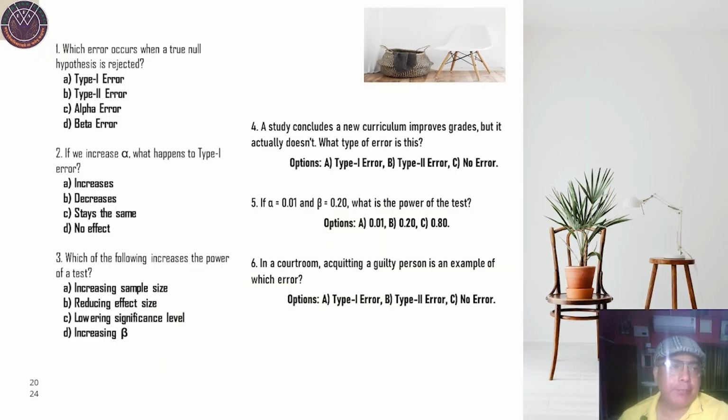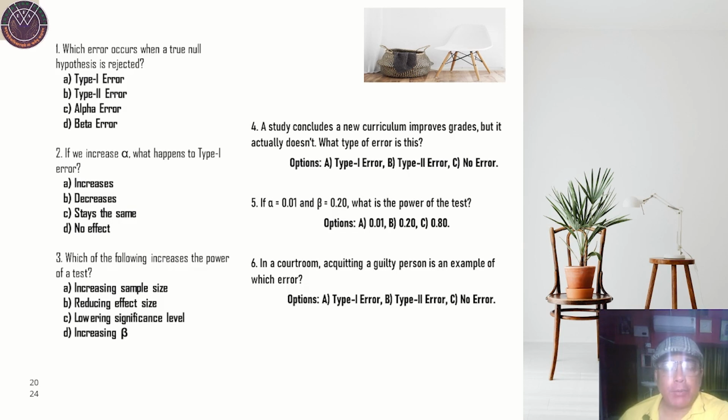Now at the end, let us look at these questions. Which error occurs when a true null hypothesis is rejected: type 1 error, type 2 error, alpha error, or beta error? Of course, alpha error and beta error are also referred to as type 1 and type 2 error, but they are actually the probability levels. So when a true null hypothesis is rejected, it is type 1 error.